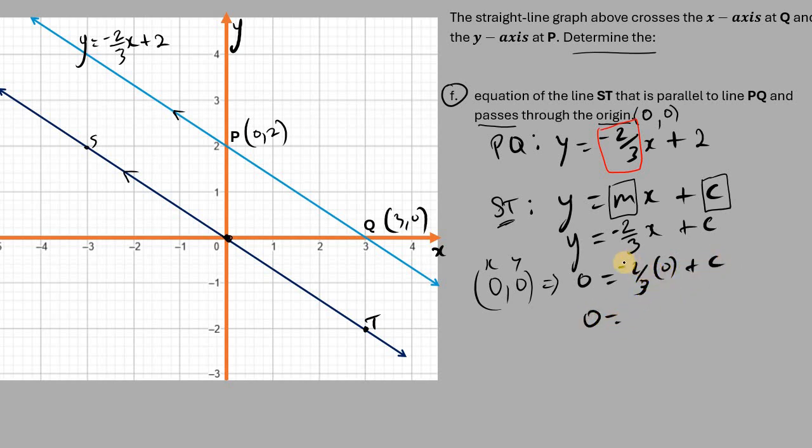2/3? 0 times any quantity is simply 0. And any value plus 0 is that same value. So 0 plus c is still c. So c is equal to, putting back the y coordinate, 0. So when we substitute 0 into y equals mx plus c, we have y equals the gradient, put back the x, and c will be 0. I do not need to put plus 0. So this is my equation.